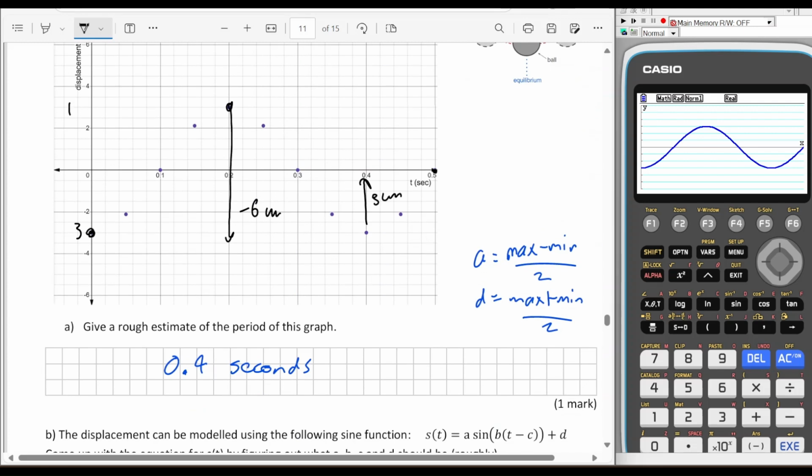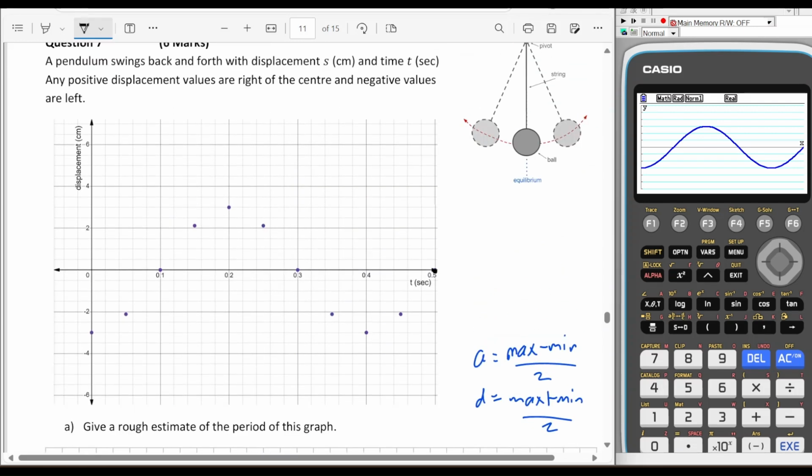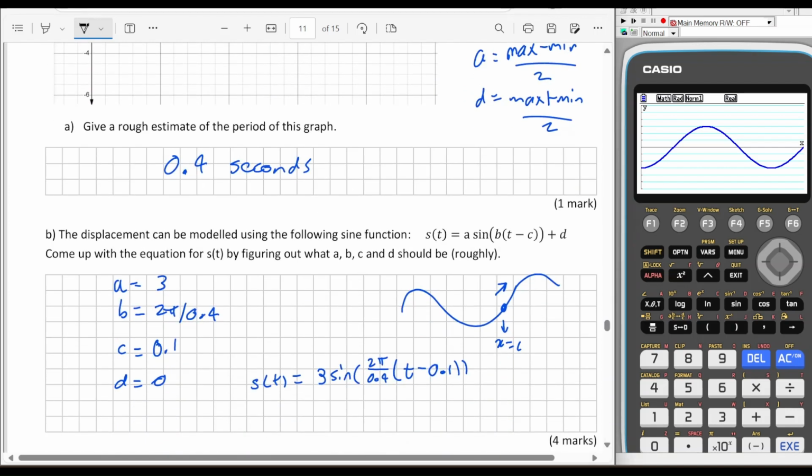But if you sort of imagine the pendulum swinging back and forth, it's started here, it's done one full swing, and then it's gone halfway back. So that's 6, 6, and 3, like that.